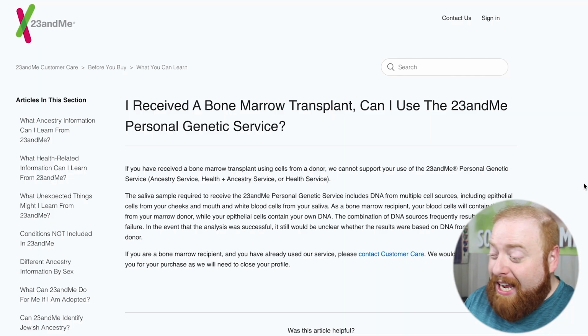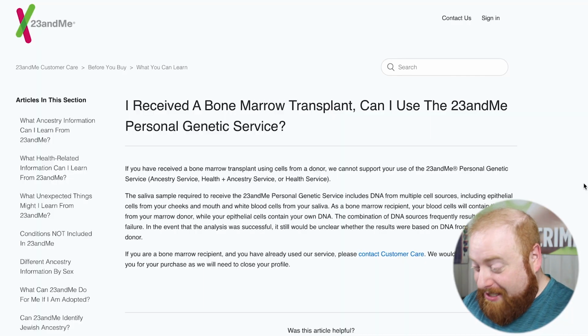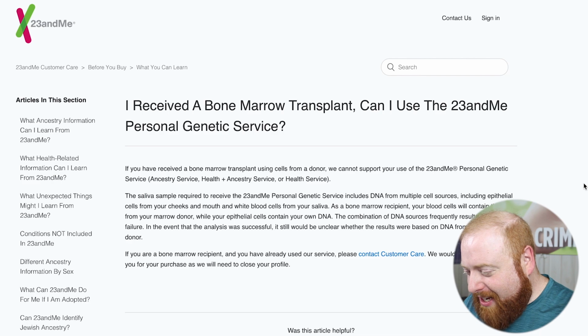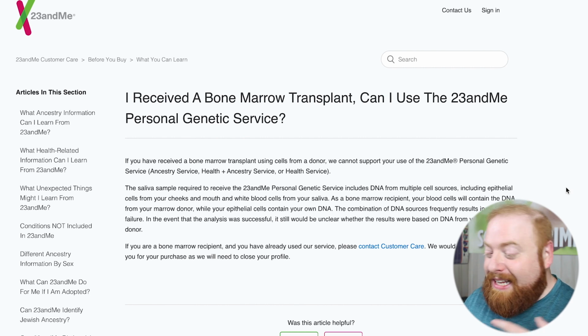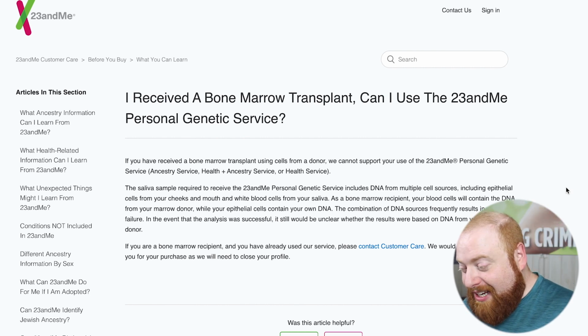So here we have a page from 23andMe where they're specifically talking about bone marrow transplants, and we can see, pretty straightforward, that they're going to have issues being able to determine: is this your DNA? Is this the donor's DNA?